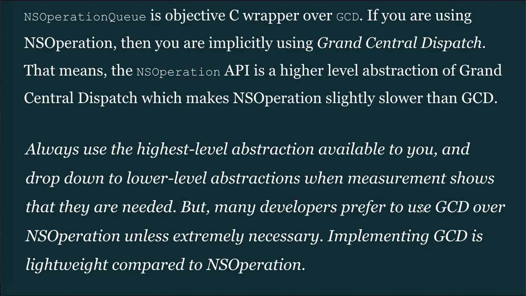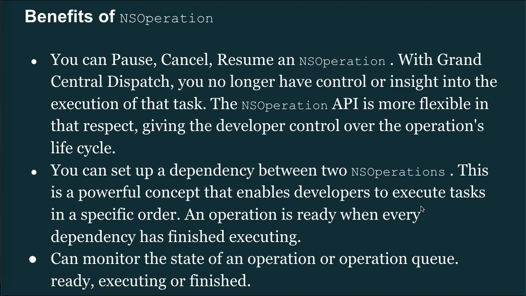That means the NSOperation API is a higher-level abstraction of Grand Central Dispatch, which makes NSOperation slightly slower than GCD. Always use the highest-level abstraction available to you and drop down to lower-level abstractions when measurement shows that they are needed. But many developers prefer to use GCD over NSOperation unless extremely necessary. Implementing GCD is lightweight compared to NSOperation.